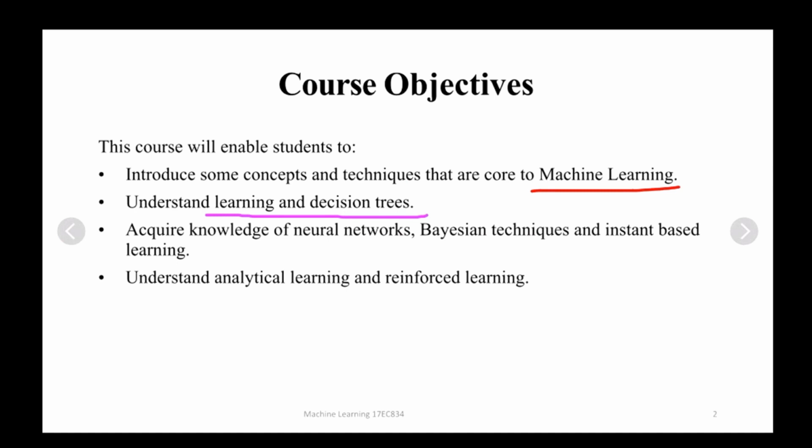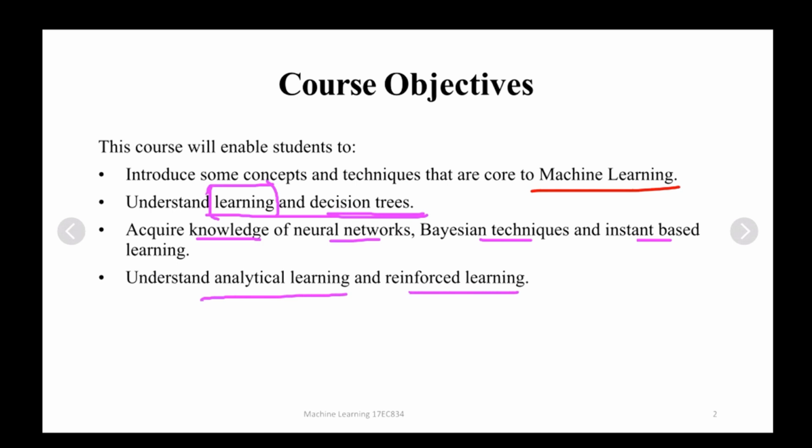Learning, I hope some of you have attended the artificial neural network class. You will be having an idea what exactly learning is. Apart from that, we are also going to learn about decision trees. What is the role of decision trees in machine learning? Apart from that, you are going to acquire the knowledge of neural networks, Bayesian techniques, and instance-based learning, and understand analytical learning and reinforced learning. So this was the objective on which this particular syllabus is framed.